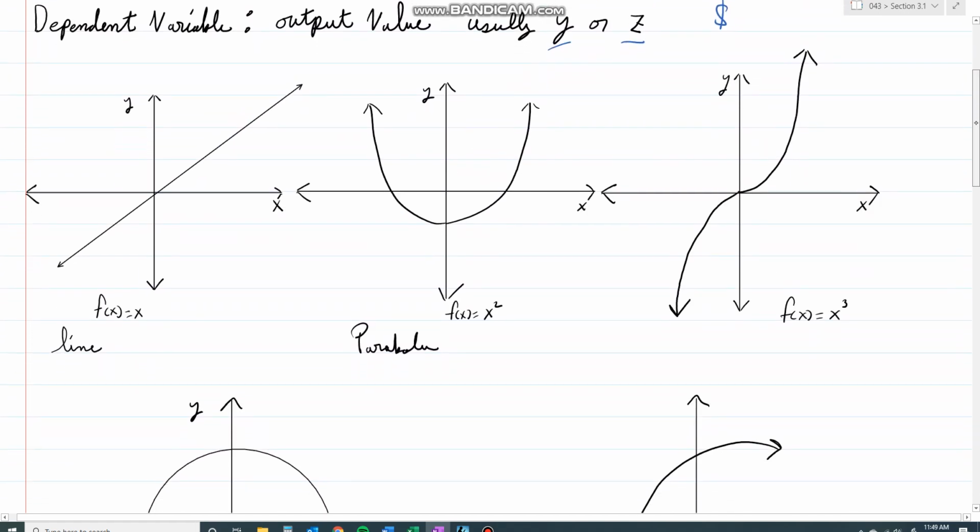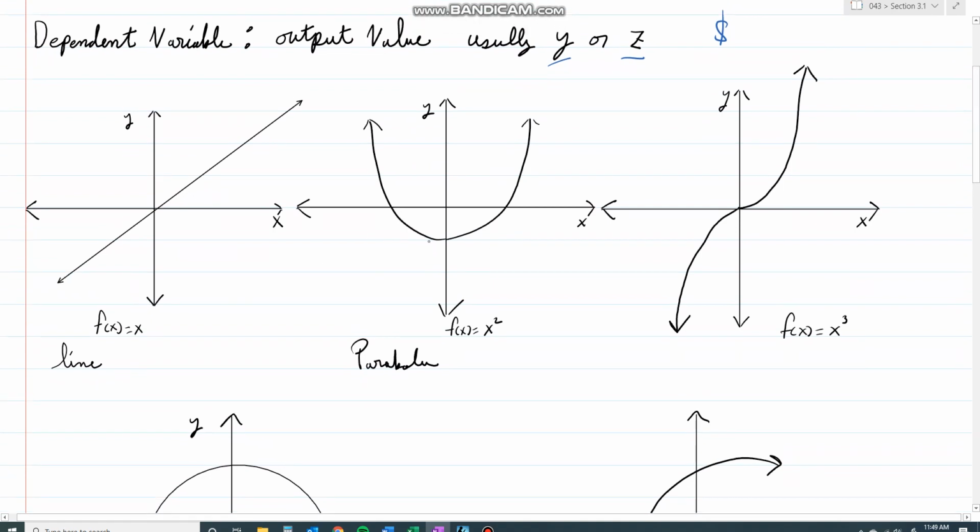Now, I drew some pictures of functions here. The first example I want to show you is a line. So we're going to use this notation f of x equals x. I'm going to go over this notation in a second. Right now, we can just call it y equals x. But this is a line, right? So I want to show you what actually defines it to be a function.